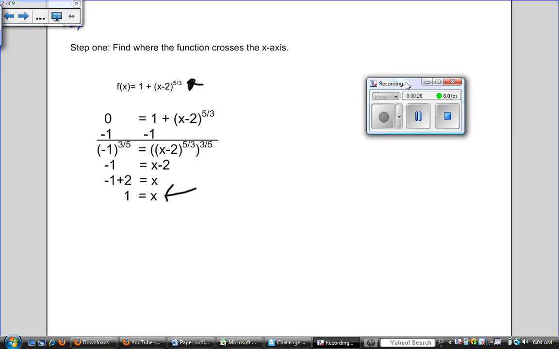The first thing we want to determine is when this function crosses the x-axis. We can determine this by solving the function when the function equals 0. Doing this, we determine that the function indeed crosses the x-axis at the point x1, or f of x1.